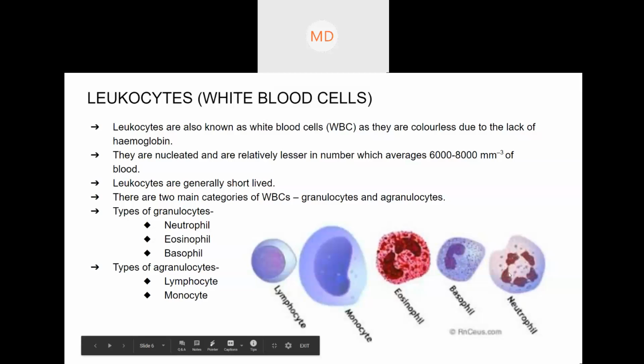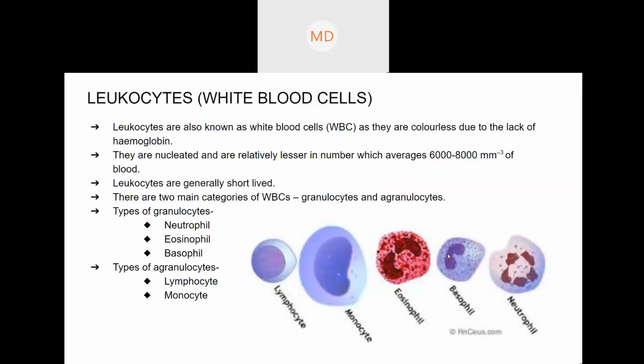Lobed means small fragments. And for basophil, the nucleus is C-shaped, like this. And for eosinophil, it is in the form of two beans, and they are joined in between. You cannot see it well, but one small thread joins them, and it is in the shape of this. And the same applies in the case of agranulocytes.